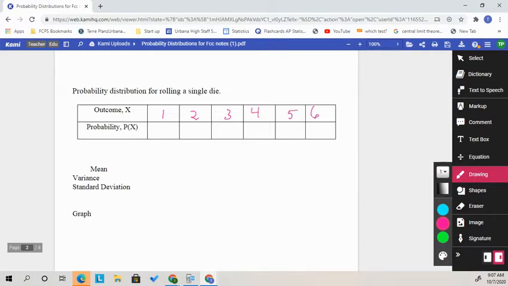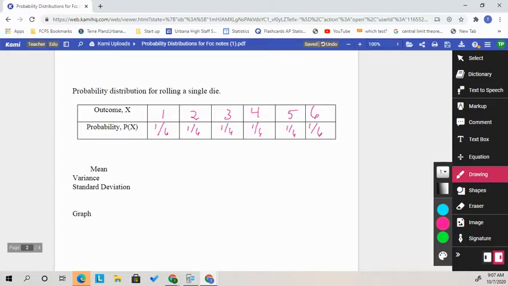Those are the outcomes when you roll a single die. You can get 1 through 6. The probability for each of those outcomes is 1/6, 1/6, 1/6, 1/6, 1/6, and 1/6. So it's a basic probability distribution. It's nothing new. We're just organizing our outcomes and our probabilities. Now we're going to find the mean, variance, and standard deviation.